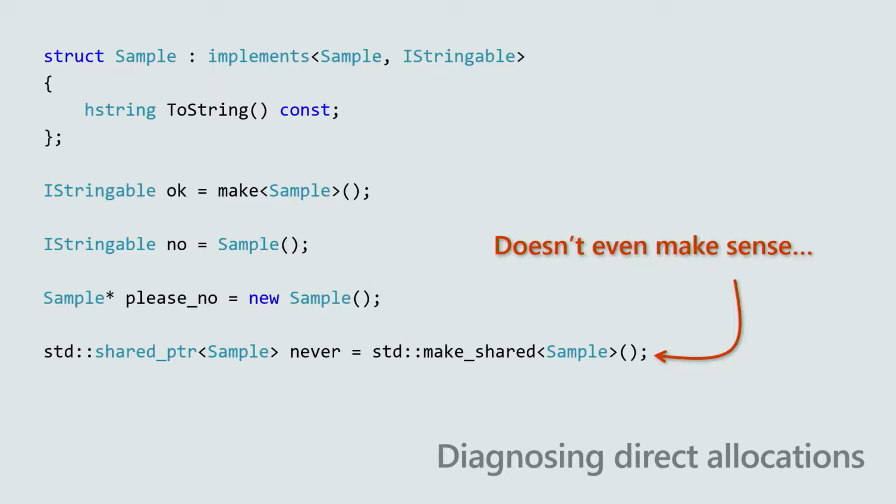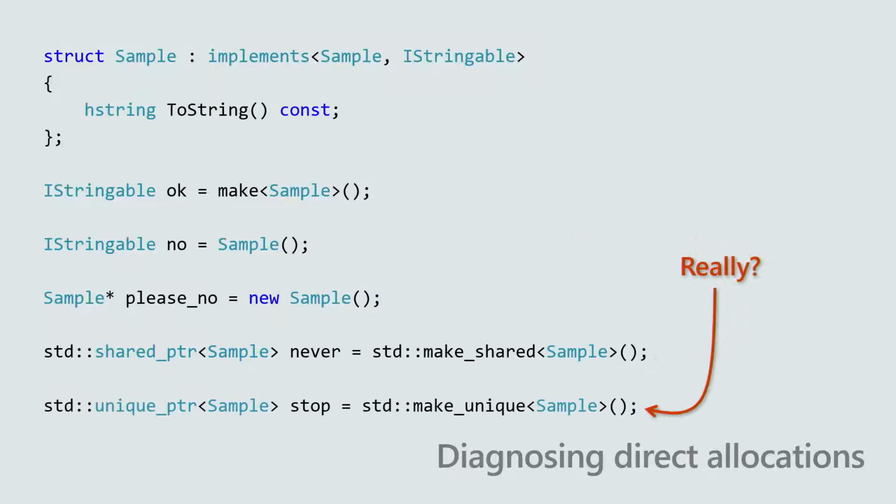Someone takes a reference counted object that is a WinRT or even a COM type, that's intrinsically reference counted, and then wraps it in a shared pointer. This doesn't even make sense. Now we have two different reference counts that are managing the same heap allocated object, and this is going to cause you a whole lot of trouble.